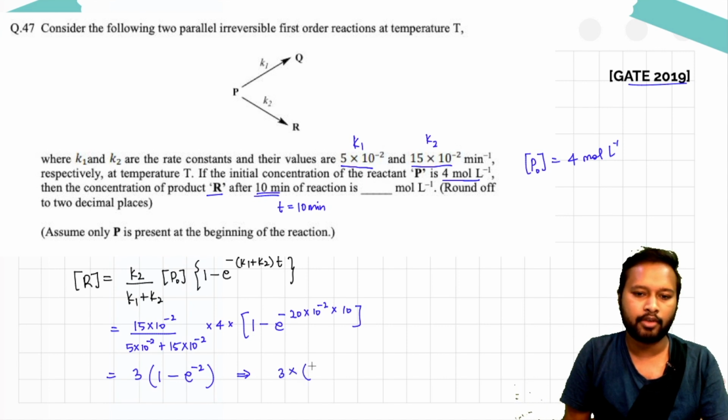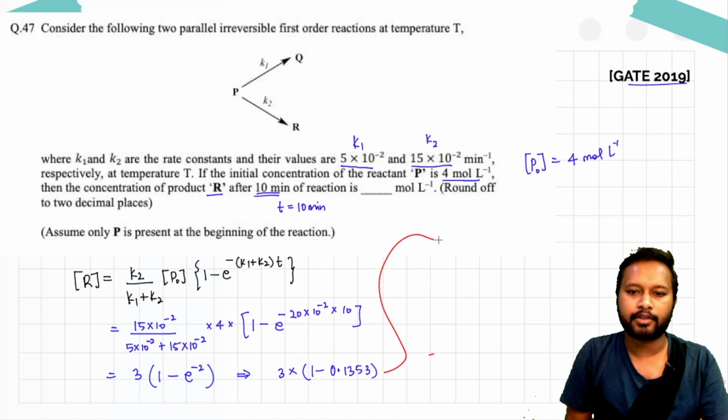So 3 into 1 minus 0.1353. Now I'll do it on the other side. So this will become 3 into 0.8647, and on multiplying you will get the final answer. That will be 2.59 moles per liter. So this is going to be your final answer.